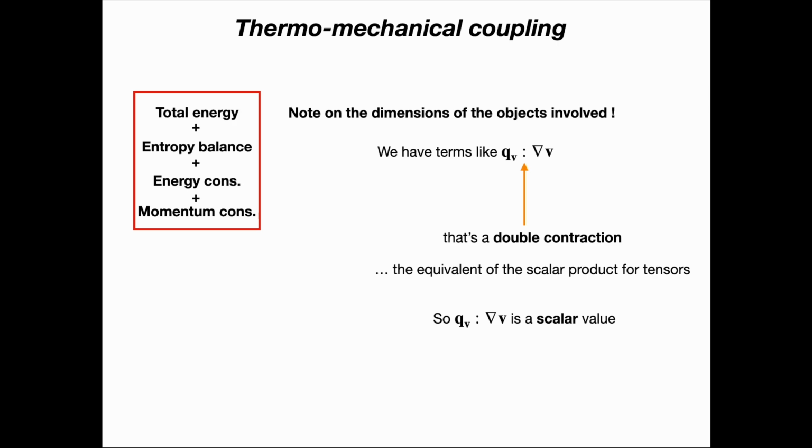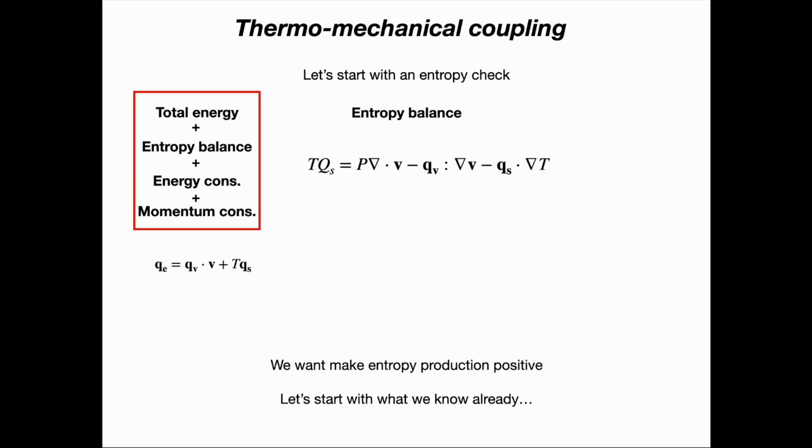So we have to be careful now, because we have objects which are different. Okay, QV and gradient V are both tensors. So QV colon gradient V is a scalar value. So let's go back to the entropy production.